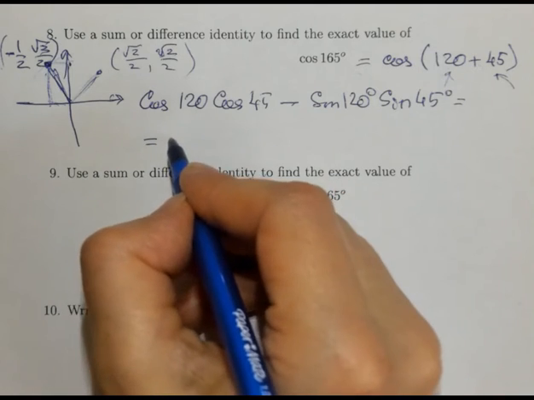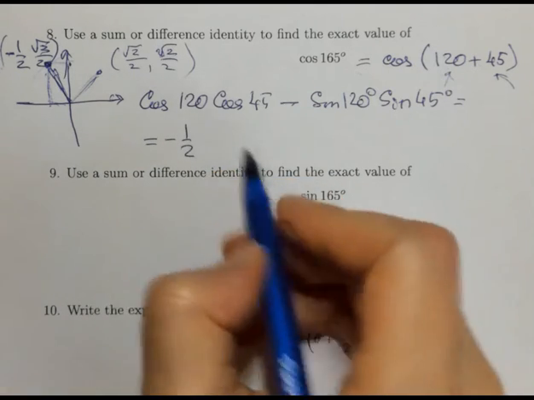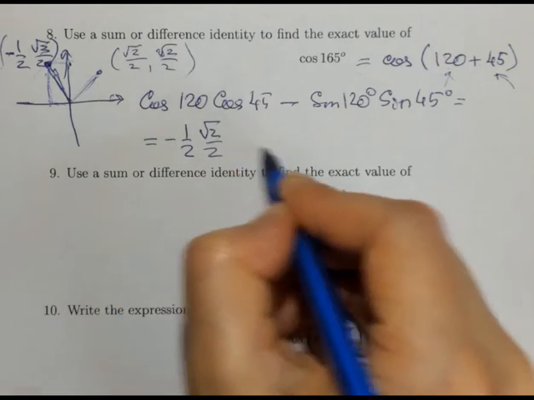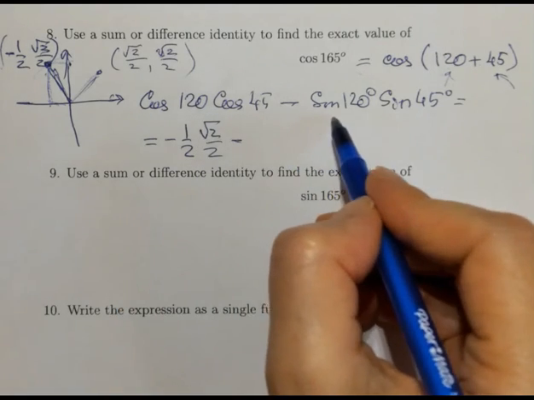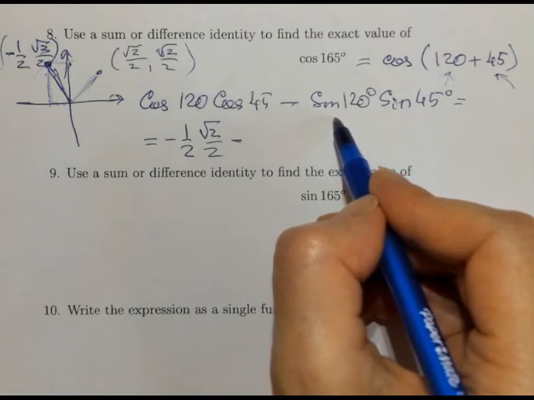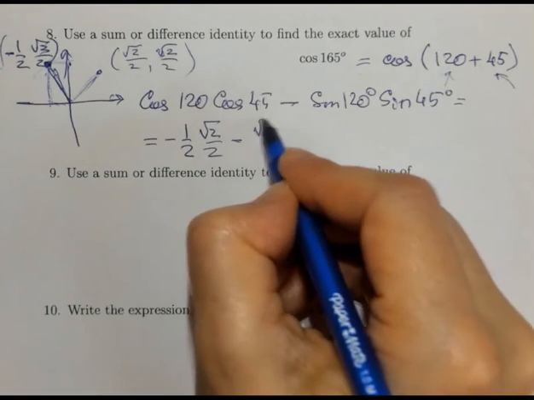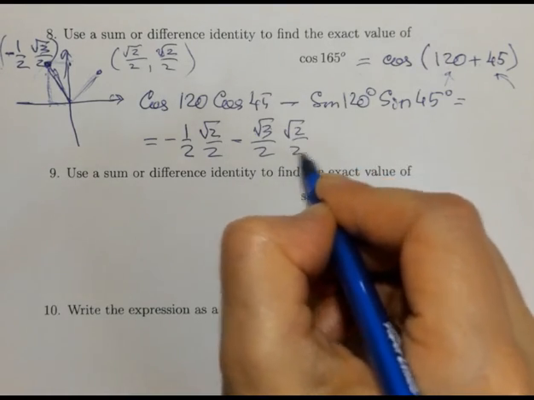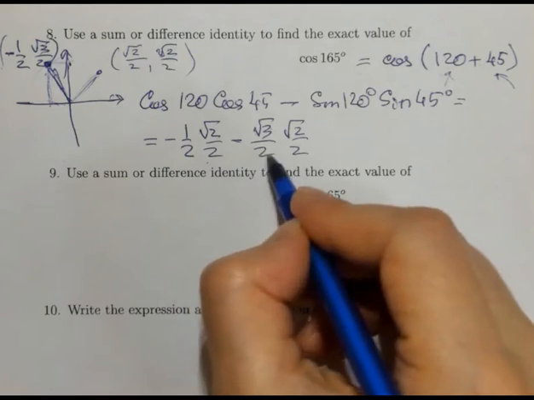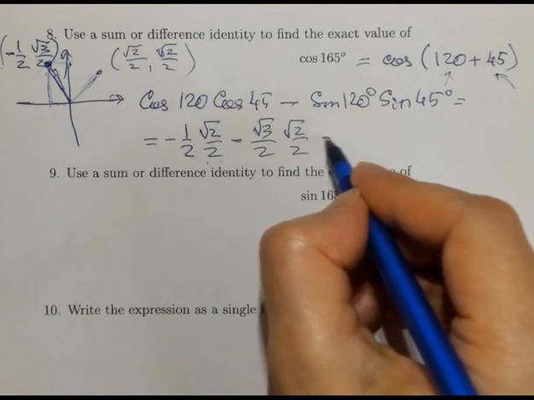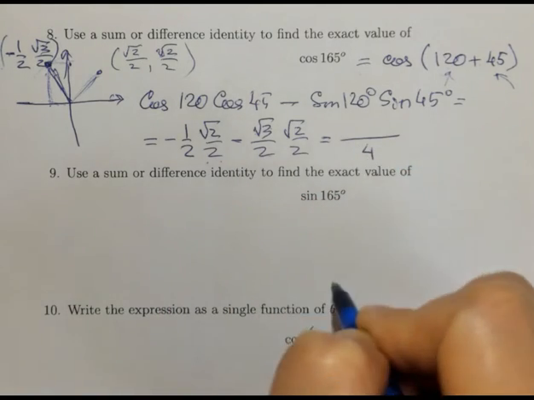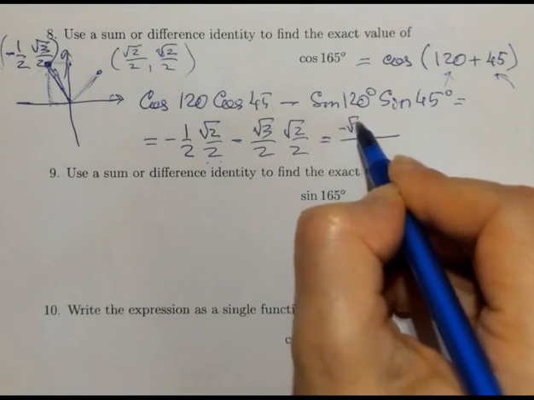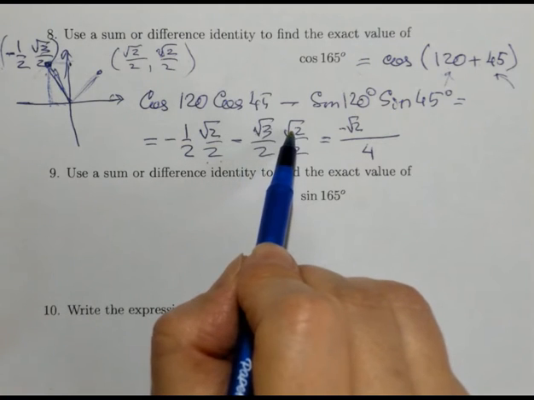Cosine of 120, negative 1/2, multiplied by the cosine of 45, square root of 2 over 2, minus sine of 120, square root of 3 over 2, times sine of 45, square root of 2 over 2. So both fractions have the same denominator, 4. And in the numerator we have negative square root of 2. And here we have a product of 2 square roots.